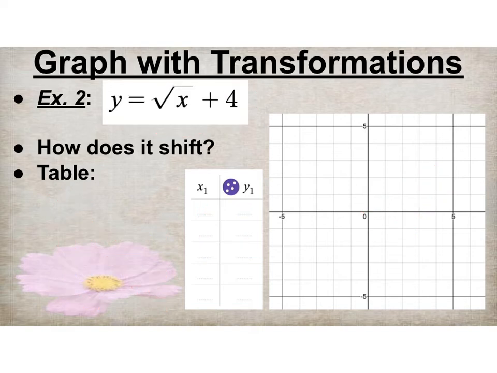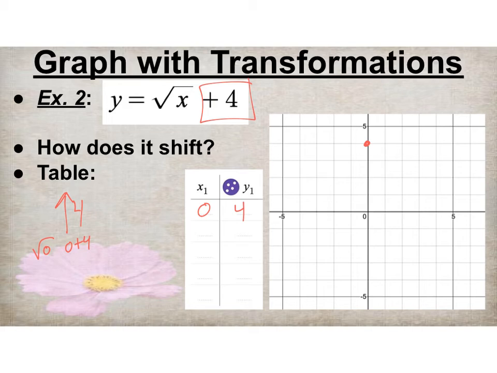Let's take a look at this. This is the square root of x, and then the plus 4. So that's going to move the whole thing up 4. So I'm going to start with 0. And if I do the square root of 0, that's just 0 plus 4. So we're at 4, and we have our y-intercept.